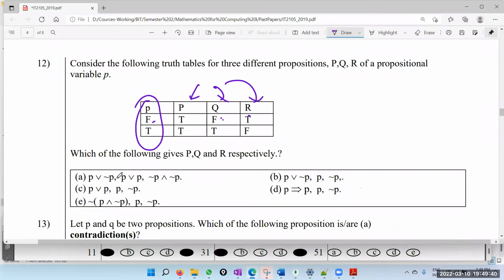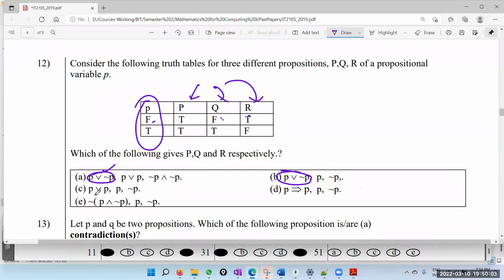p or not p is a tautology, so that is true. False or not false is true. True or not true is true. So therefore, this one is correct. Do we have anything like that? Yes, this one is correct.